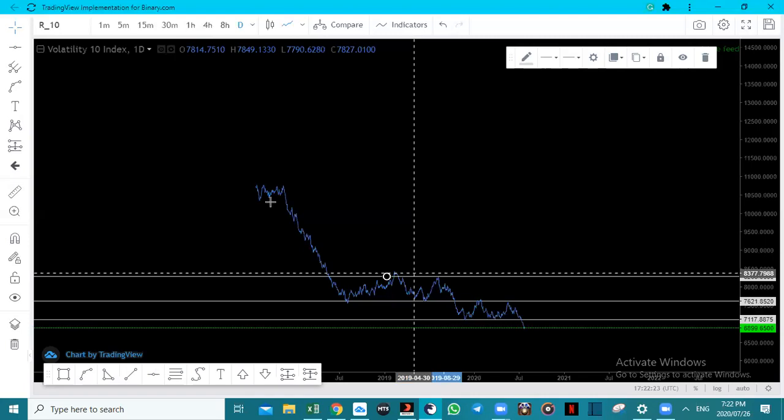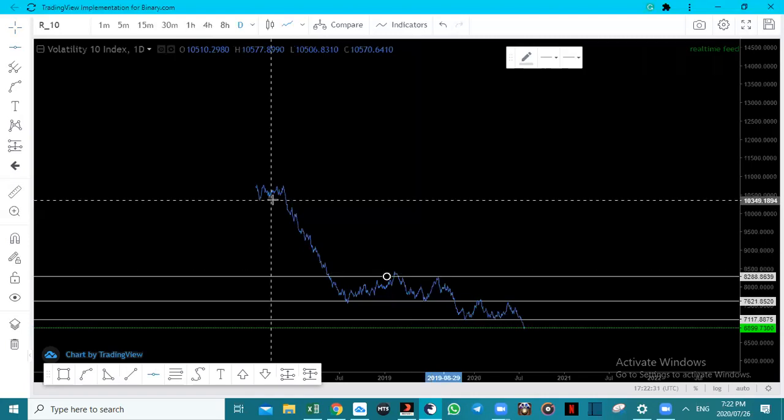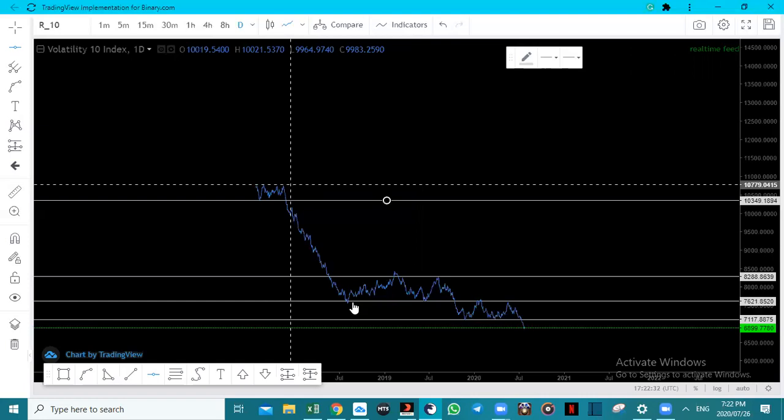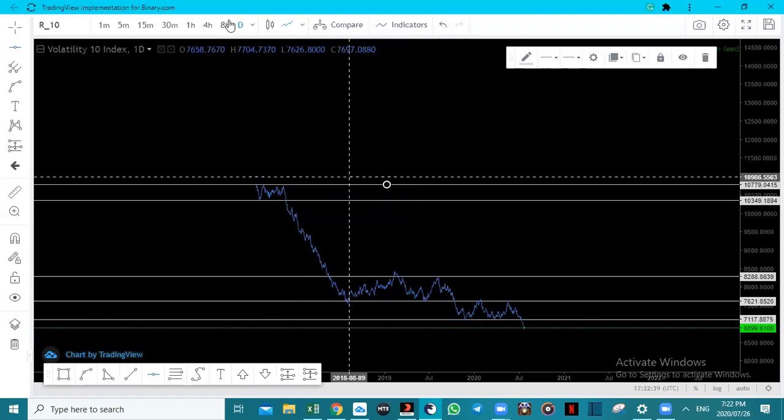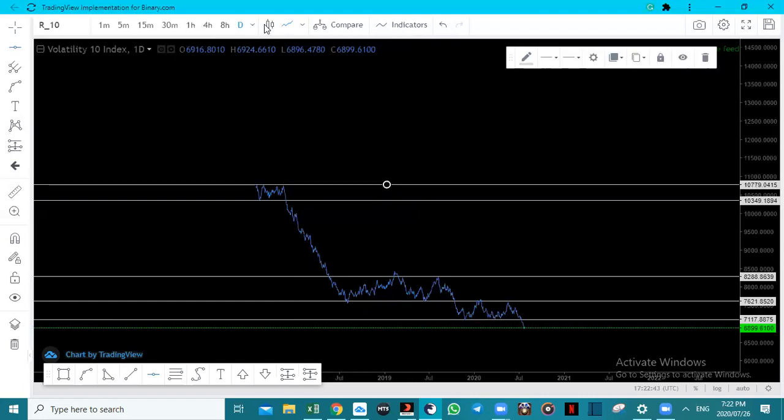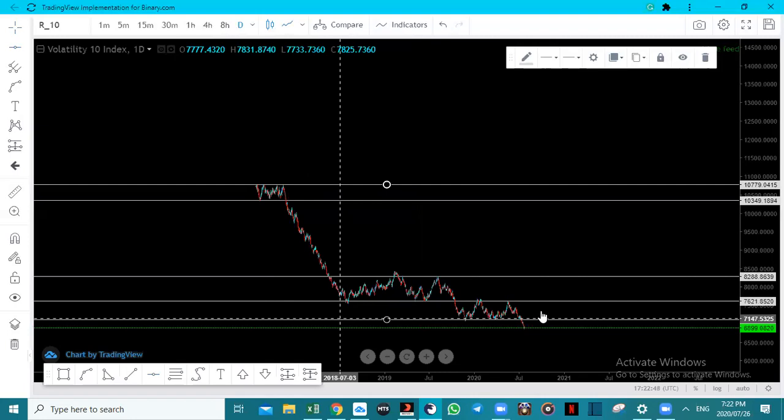So, this is how you want to identify your sweet spots when it comes to support and resistance with the line graph, guys. The line graph always gives you those perfect points where the market turned around. Okay. So, if we go back to our candlesticks, we can see price respected those levels. Okay, price respected those levels.